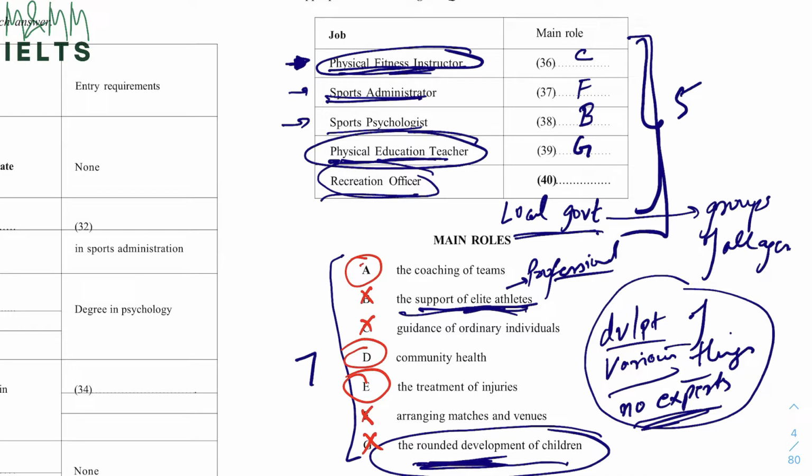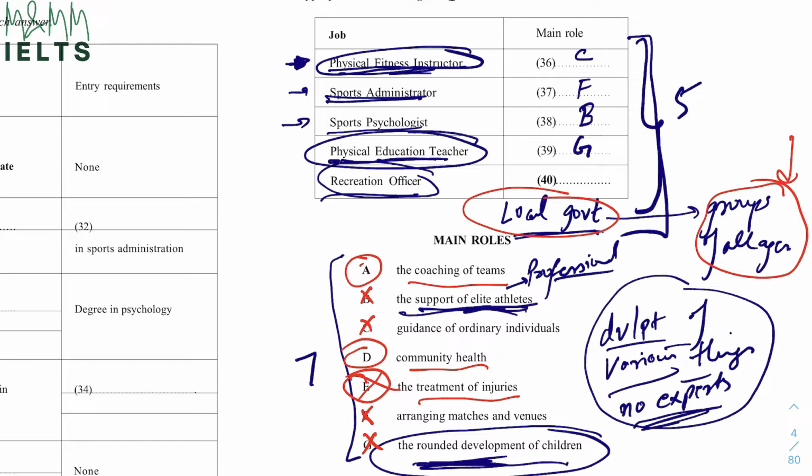Now, recreation officer: the coaching of teams, community health, the treatment of injuries. Definitely option E is out of the picture because they did not mention anything about injuries. Left is the coaching of teams or community health. If you think about it, they spoke about local government, groups of all ages, organizing recreational activities for groups of all ages. That has nothing to do with coaching of teams. They were talking about general people, local people, which simply means community. Community means group of people.